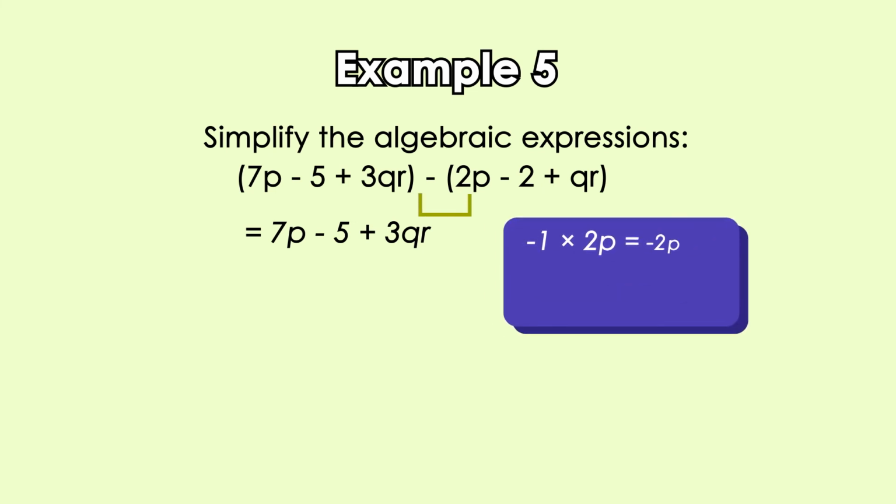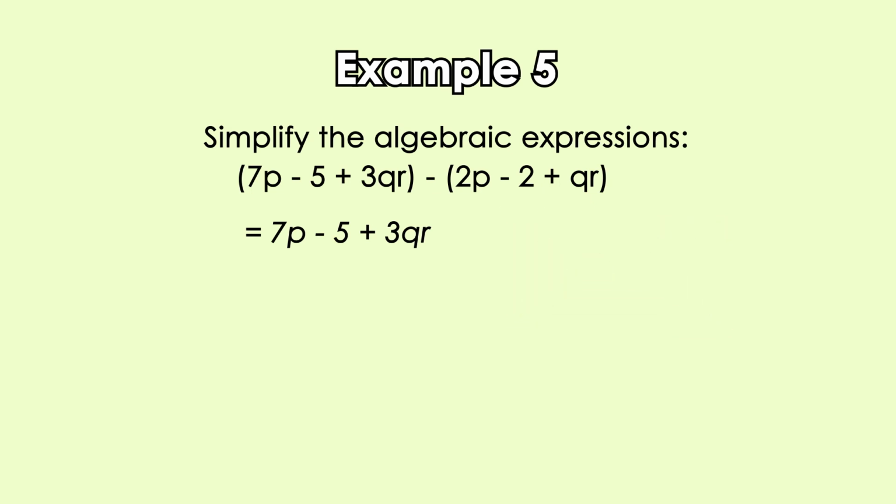-1 times 2p equals -2p. -1 times -2 equals +2. -1 times qr equals -qr. So, we get 7p minus 5 plus 3qr minus 2p plus 2 minus qr. Now is the time to simplify the algebraic expressions.